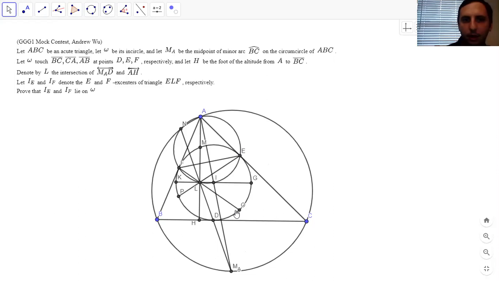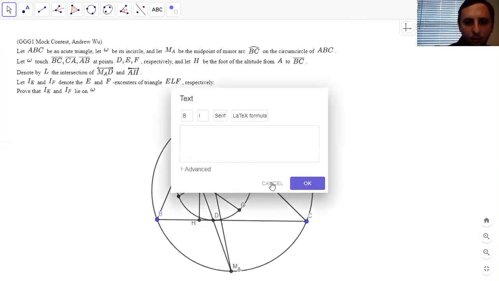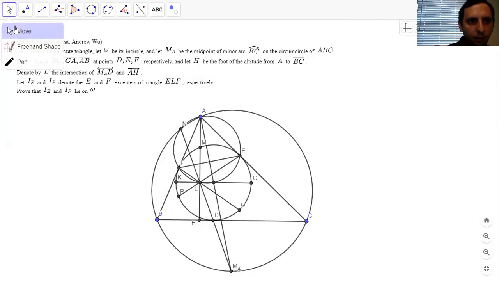Okay. All right, I'm going to type it up and then move on to the next problem. So, whoops, let me move this to the side a little bit.